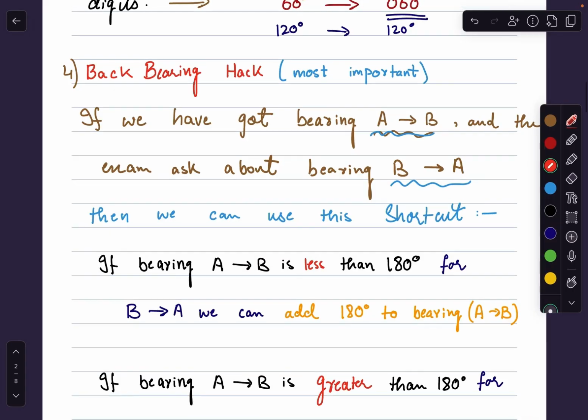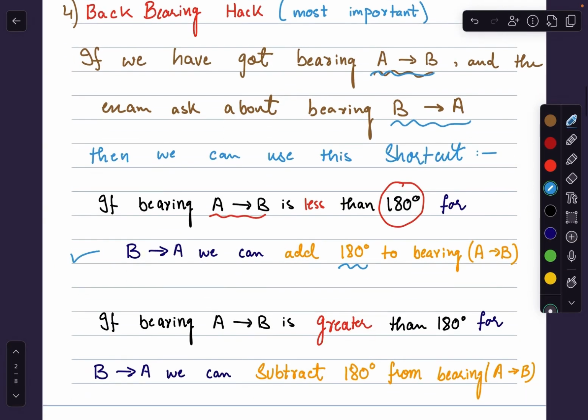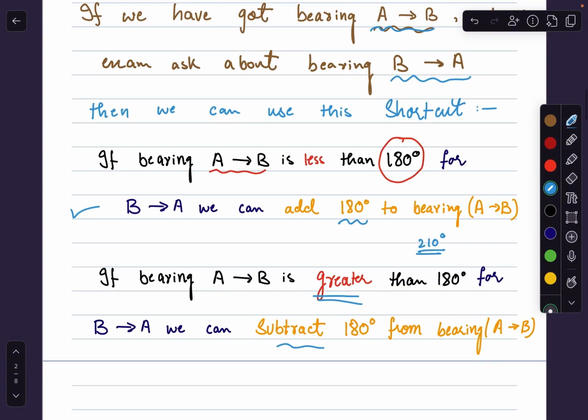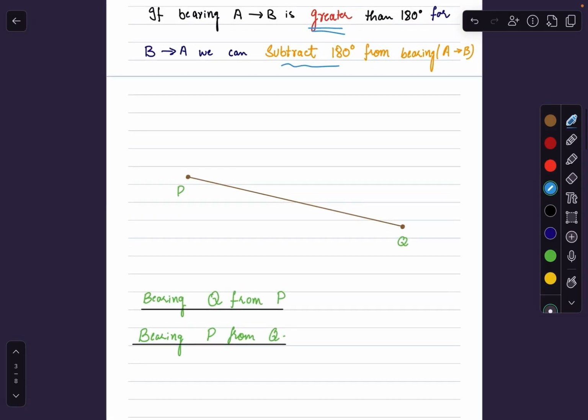You normally have to use this type of shortcut, that we note the bearing A to B. If that bearing angle is less than 180 degrees, to get the back bearing B to A, we have to add 180 degrees to that bearing. And if that bearing A to B is greater than 180, like if it's 210 degrees, then to get the back bearing B to A, we have to subtract 180 degrees from that. That's an important part. So I'll show you that practically on a line as well.